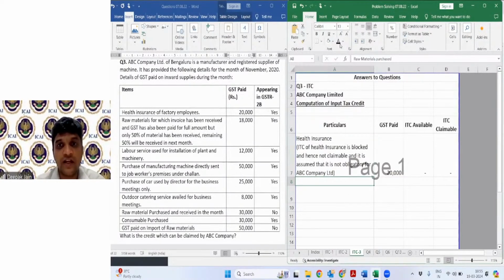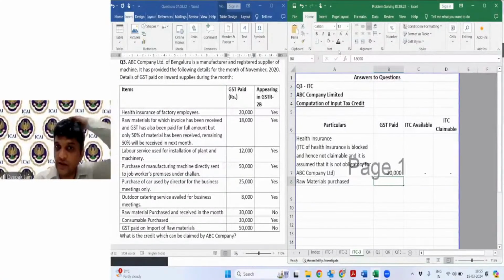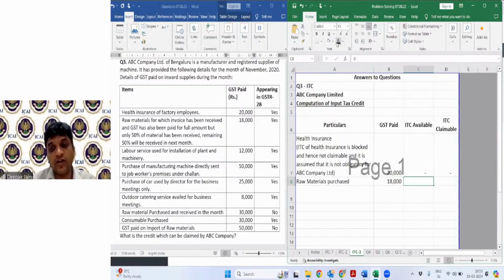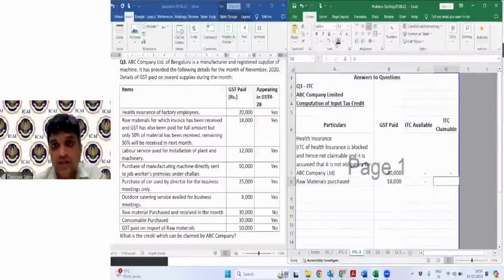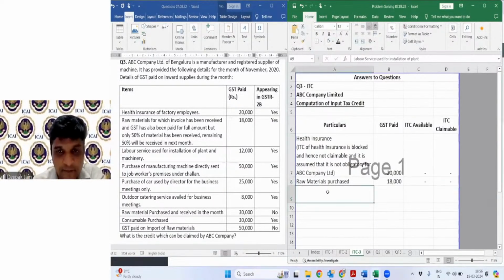Okay. Second part, on the raw material. Raw material purchase, GST paid is 18,000 rupees. Is the ITC available? No, because ITC will be available only if you have received the complete lot. In this, you have not received, so ITC is not available. Is the ITC claimable? No, again, ITC is not claimable in spite of it appearing in GSTR 2B.